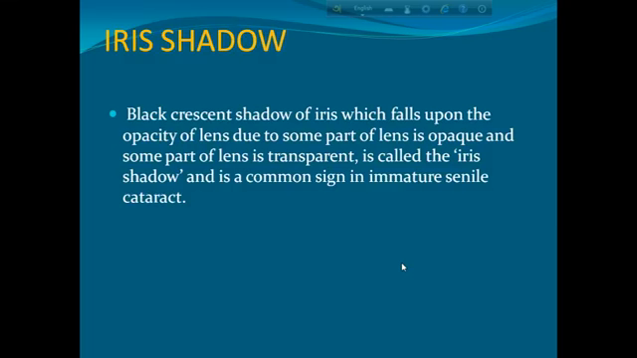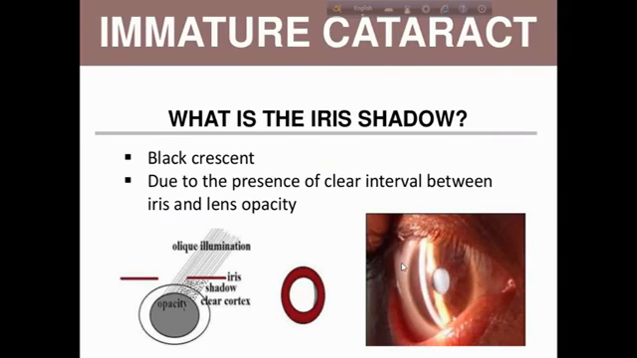I repeat the answer. What is iris shadow? This is a black crescentic shadow of iris which falls upon the opacity of lens, due to some part of the lens being opaque and some part of the lens being transparent. It's called the iris shadow, a common sign in immature senile cataract. This picture helps to understand what is iris shadow.